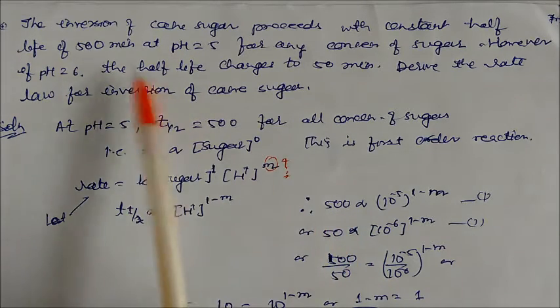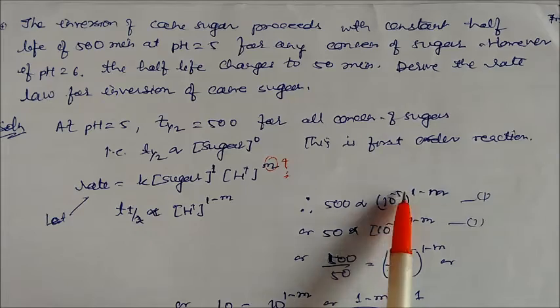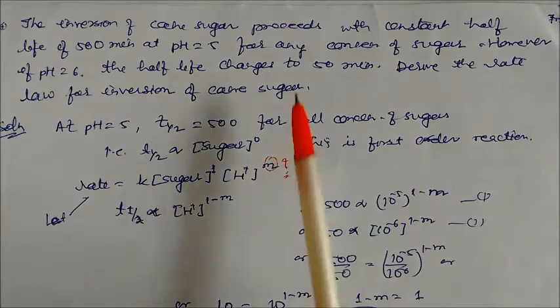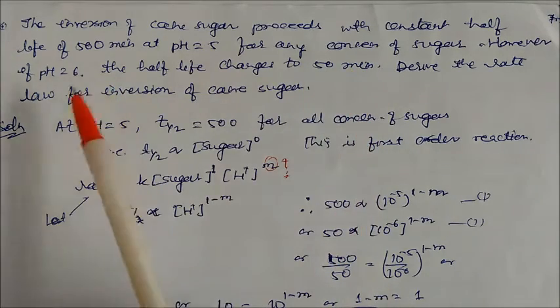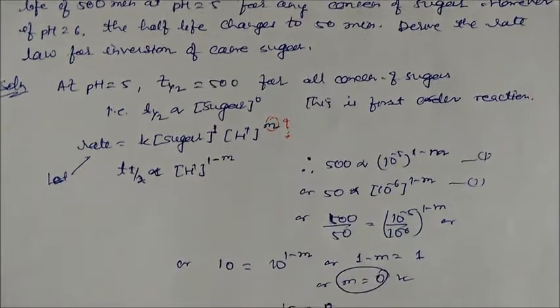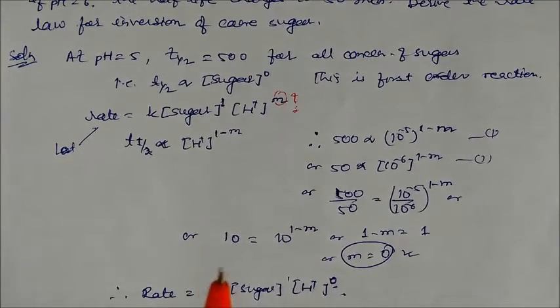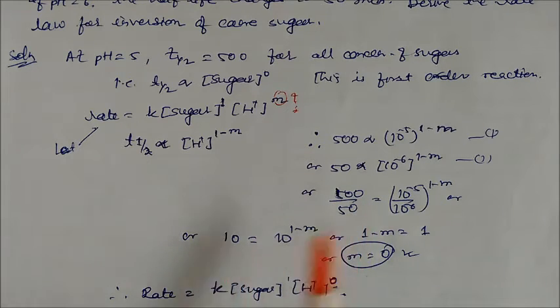Now if the half-life is 500, then the concentration of H plus at pH equal to 5 is 10 to the power minus 5, raised to 1 minus M. And if the half-life changes to 50 minutes, then the concentration becomes 10 to the power minus 6, raised to 1 minus M. On dividing, you will get the value of 1 minus M. 500 by 50 gives 10, and the right side gives 10 to the power 1 minus M. So on solving, 1 minus M equal to 1, so M equal to 0.